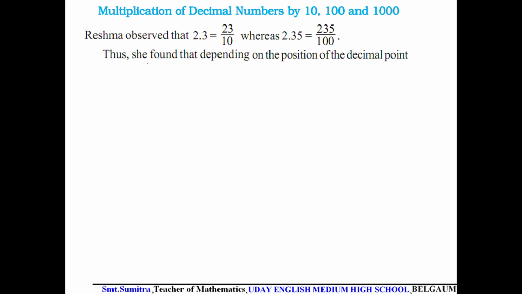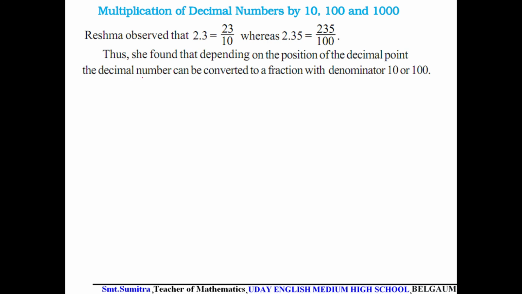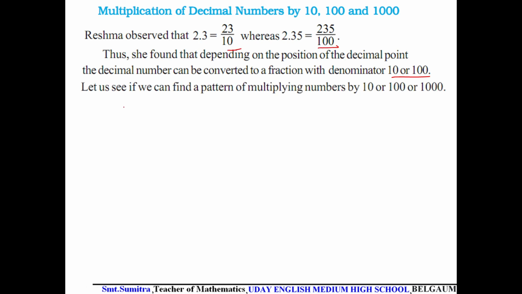Multiplication of decimal number by 10, 100 and 1000. Reshma observed that 2.3 equal to 23 by 10, whereas 2.35 equal to 235 by 100. Then she found that depending on the position of the decimal point, the decimal number can be converted to a fraction with the denominator 10 or 100. Let us see if we can find a pattern of multiplying numbers by 10, 100 or 1000.